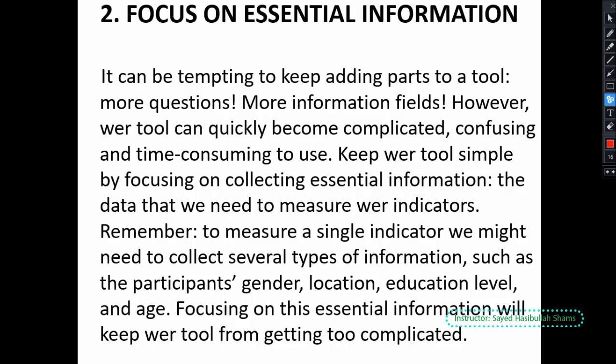session, we need to collect a participant's name, gender, location from where they have participated in this training or workshop or meeting, their education level, age, mobile phone number, and email address. So this is very important, and these are our essential information. So we will focus on this, and it's very important that we focus on this information in our tools.